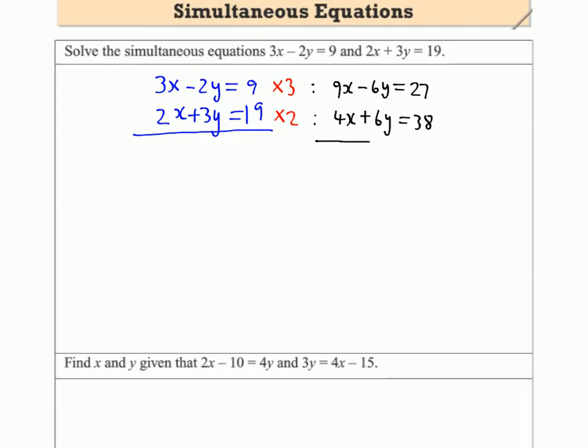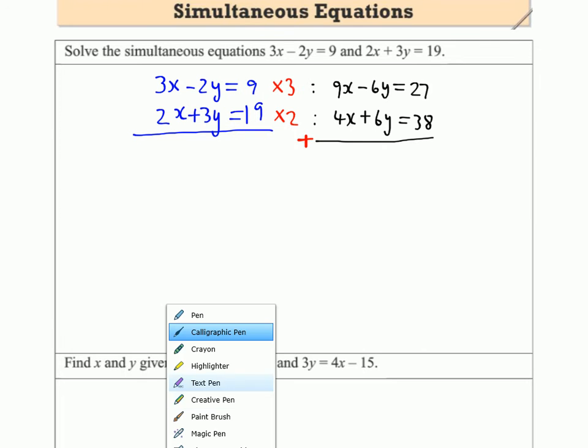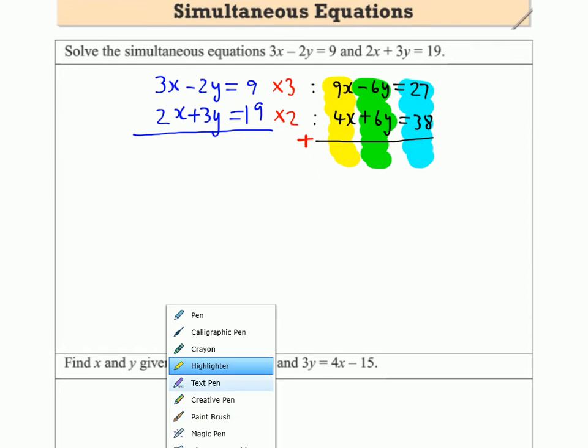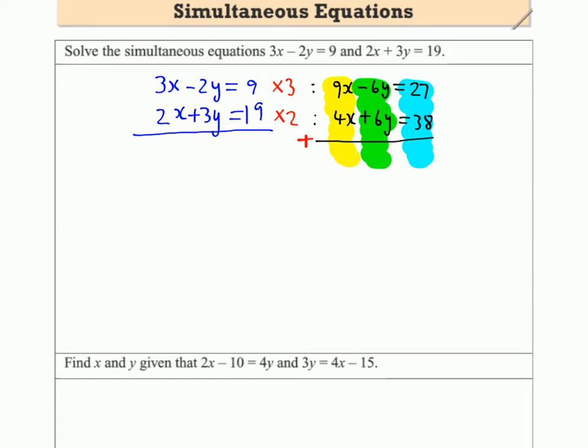I can now solve this equation if I add them both up. Remember, in simultaneous equations, you're working it out in columns. That's going to give you a value here. The green one, don't forget to take the positive and negative, it's going to give you another value. And the blue is going to give you another value there. So let's see what happens if I now add them up.